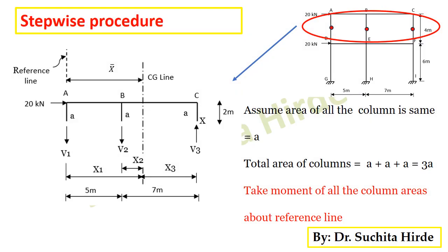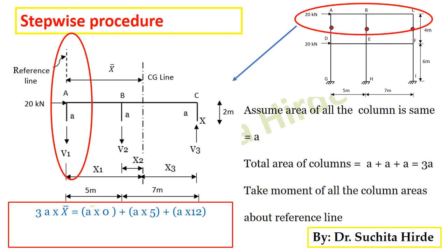Then we have to take the moment of all the column areas about the reference axis. This is the reference line, and we have to take the moment of all the column areas about this reference line. So the total area is 3A. So 3A into x bar is equal to the moment of the first column area, that is A into 0, because its distance is 0 from the reference line.